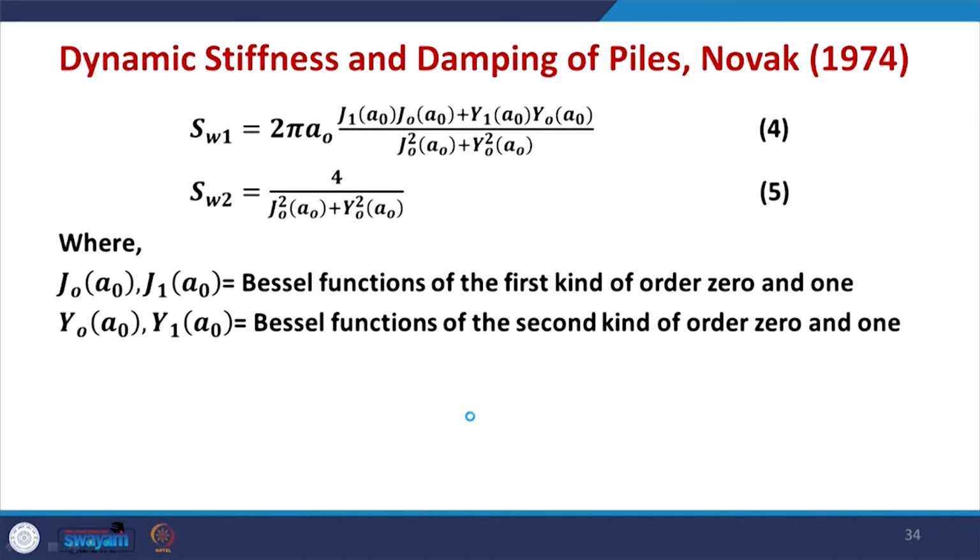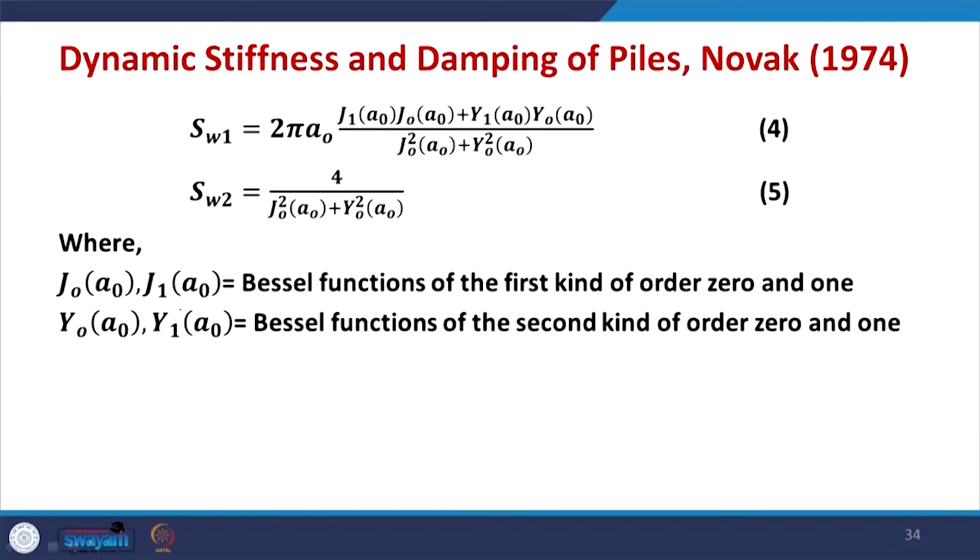SW1 and SW2 are given by equations 4 and 5, and in these equations J0 and J1, which are functions of A naught, are Bessel functions of the first kind of order 0 and 1, while Y0 and Y1 are Bessel functions of the second kind of order 0 and 1. One thing is very important: SU1 and SU2 were functions of the dimensionless frequency A naught as well as Poisson's ratio, but SW1 and SW2, which are applicable for vertical vibration, depend only on the dimensionless frequency A naught, not on the Poisson's ratio.